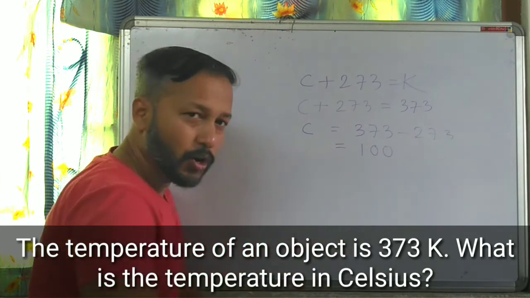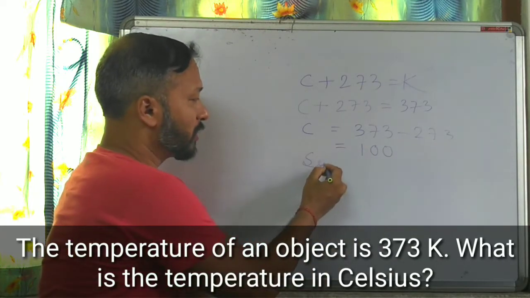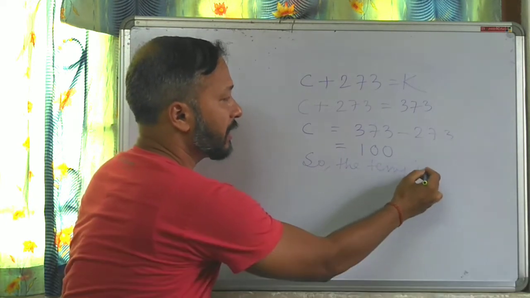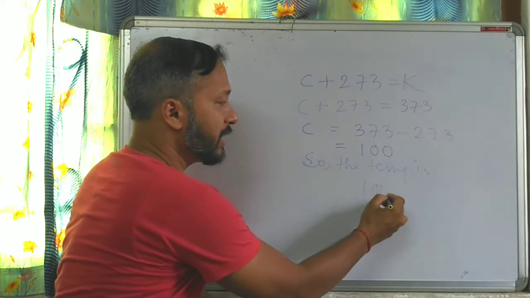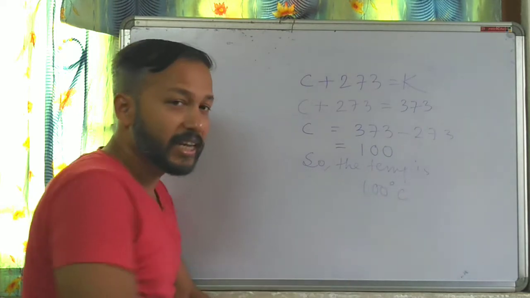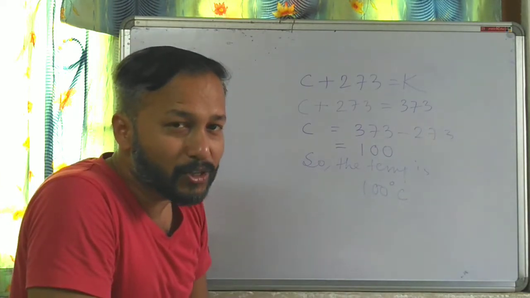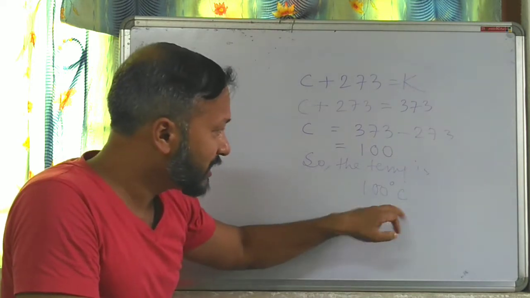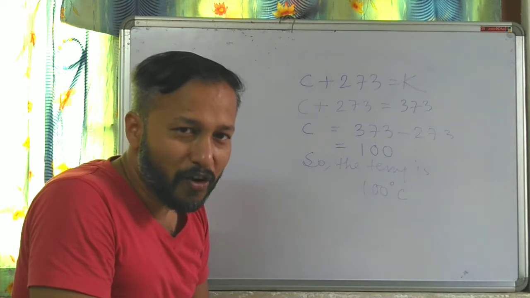100. Okay. So the temperature is 100 degrees Celsius. Here you have to give degree because we use degree in Celsius and Fahrenheit. Got it? So 100 degrees C. Understood? Let us go for another sum.